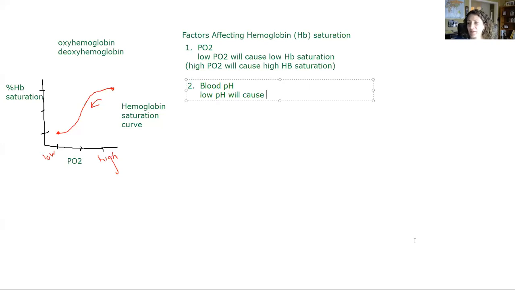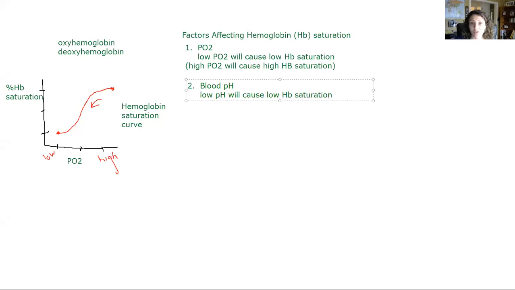I hear someone saying something, but I can't understand what it is. High saturation? Low pH will cause high saturation. Is that what we want to happen? No. Where would pH be low? At the exercising muscle. What do we want hemoglobin to do when it gets there? Hold on to its oxygen or release? Drop off oxygen. We want it to release. So saturation should be low. Low pH will cause low hemoglobin saturation.